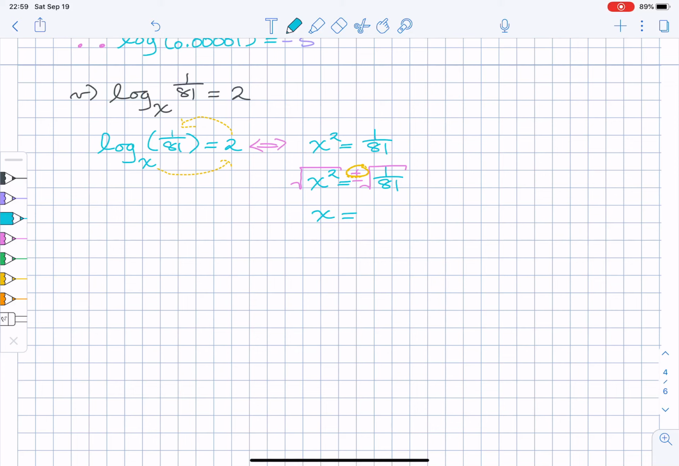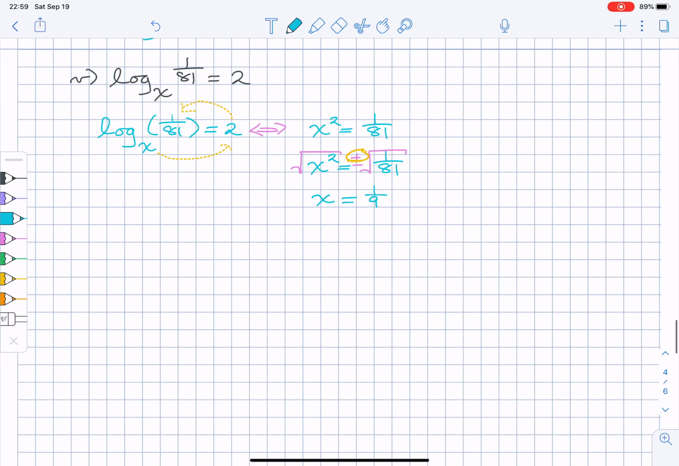So the square root of 1 is 1, and the square root of 81 is 9. So I claim that the base, therefore, we have log base 1/9 of 1 over 81 is equal to 2.